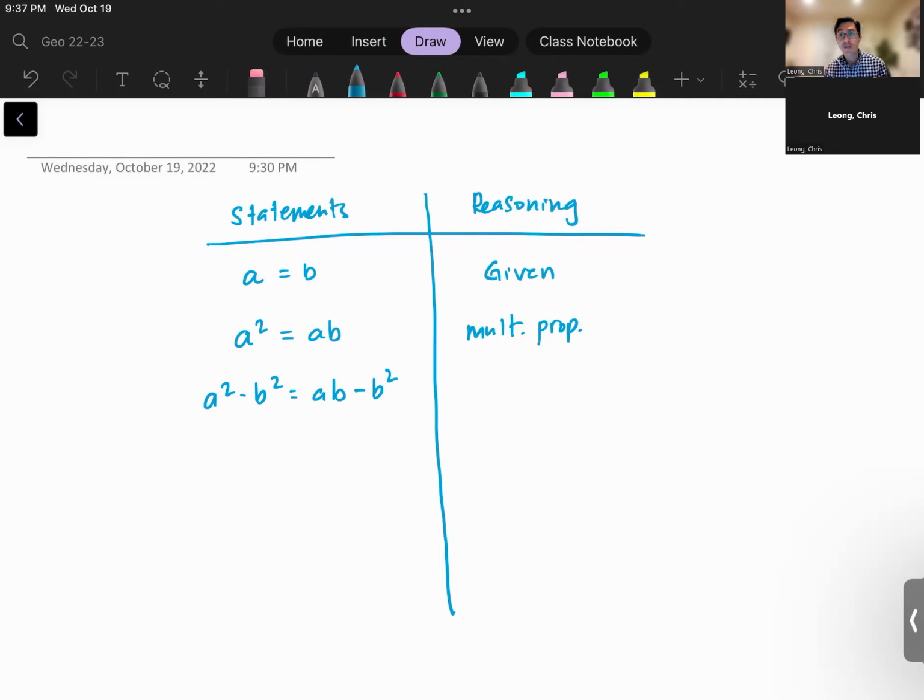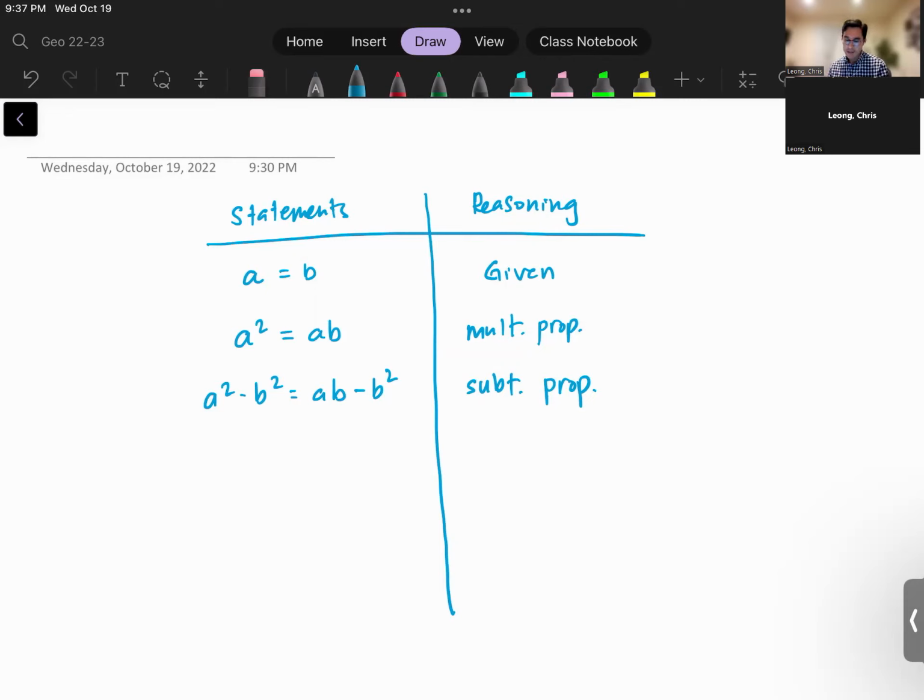So the reason why this third statement exists is because I used the subtraction property, or, to be exact, the subtraction property of equality. Now I think I'm done with the basic operations, multiplication and subtraction, and I'm going to use a skill that we learned back in Algebra 1. I'm going to factor.